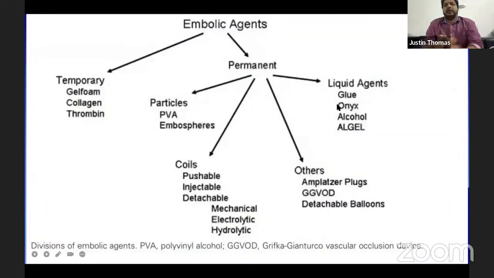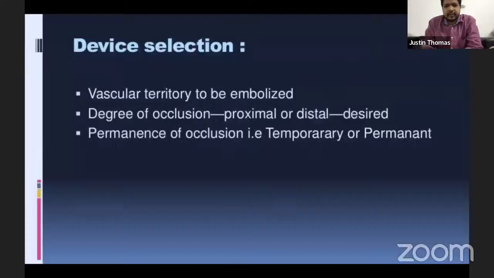So, coming to embolic agents in general, they can be divided into temporary agents and permanent agents. The permanent agents can be divided into particles, coils, liquid agents, and other agents. The agent used for embolization will depend on the vascular territory to be embolized and how much occlusion we need for the vessel.